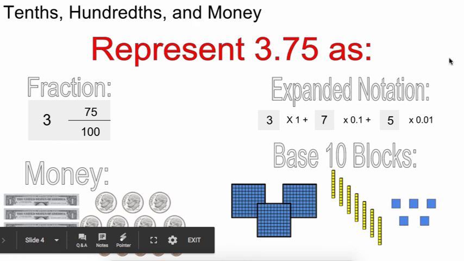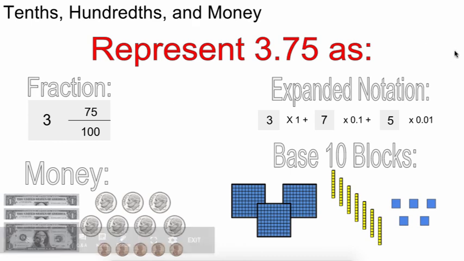Now you're going to take this digital notebook page and you're going to make yours look just like it, and then we're going to do some practice problems to help us to understand 3 and 75 hundredths in all of these different forms.